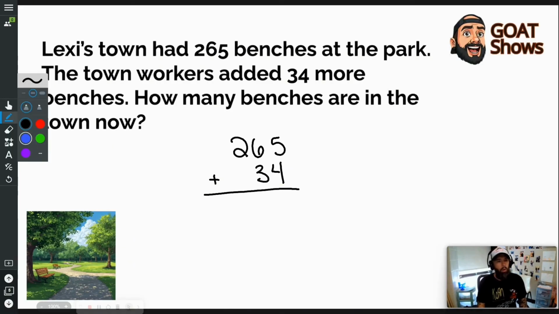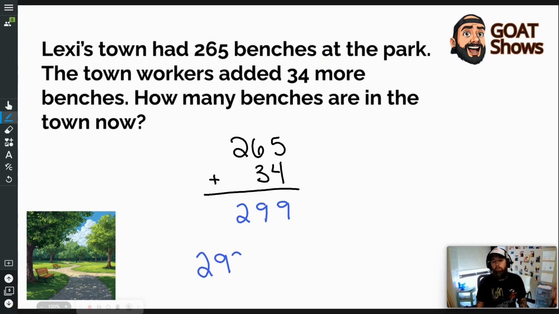Okay, so start all the way to the right. 5 plus 4 is 9. 6 plus 3 is 9. 2 plus nothing is 2. So this is a word problem. How many benches are in the town now? 299 benches. And that is our answer for that word problem.